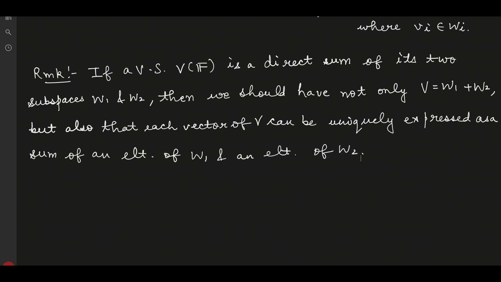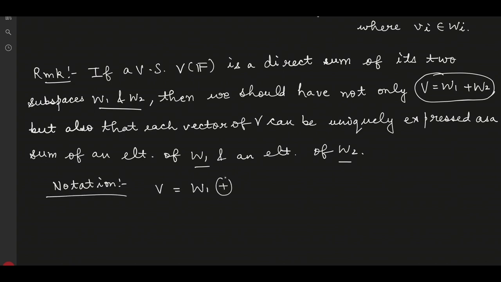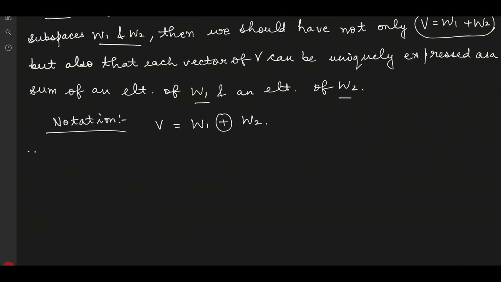Means if V over F is a direct sum of two subspaces W1 and W2, then we should not only have this condition, but also each vector of this vector space V is uniquely expressed as a sum of elements of these two subspaces. And the notation is V equals W1 direct sum W2. Now an important condition.